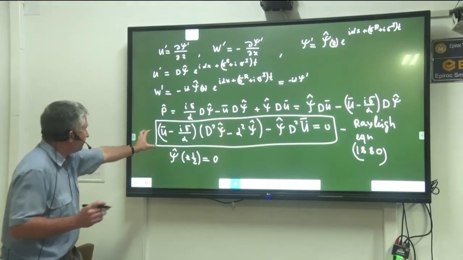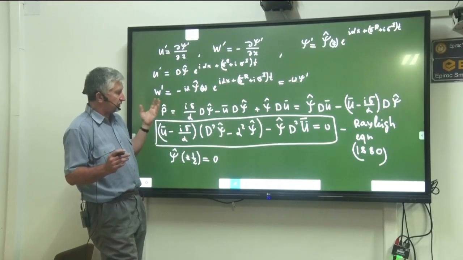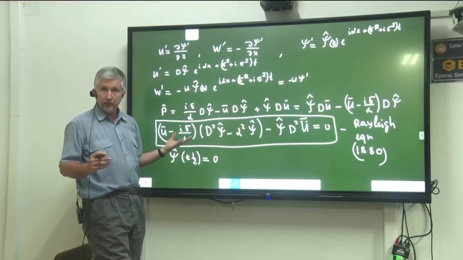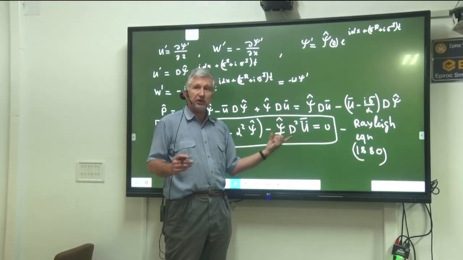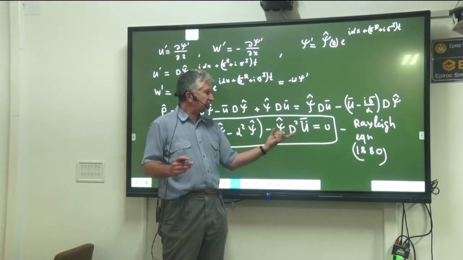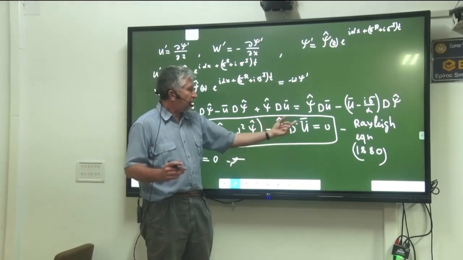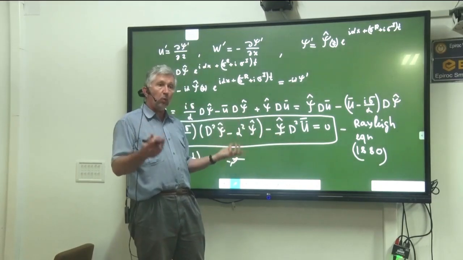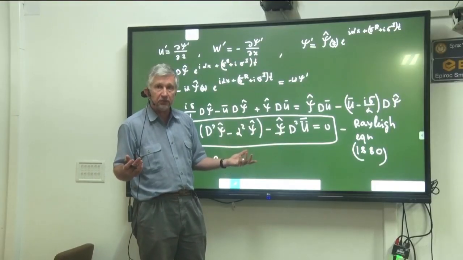So if this quantity happens to be 0, well, it's clear what happens, right? So this whole thing becomes 0. If this whole thing is equal to 0, then we will get this expression. And this expression tells me that the product of psi and second derivative of u must be equal to 0. So which means one of them has to be 0. At least one of them has to be 0.